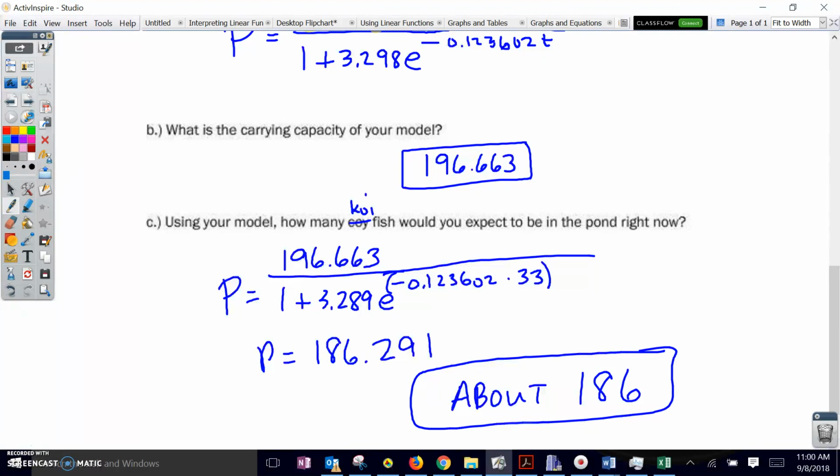Alright, and that's how we perform a logistic regression on our calculator and then use it to answer potential questions about the information. It's the end of this video and this lesson, and we'll see you next time.